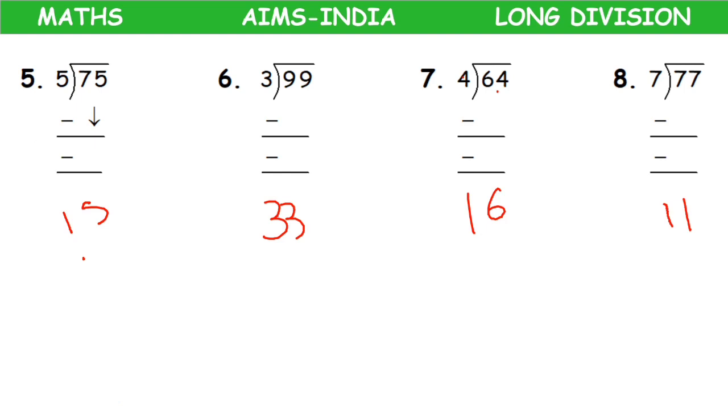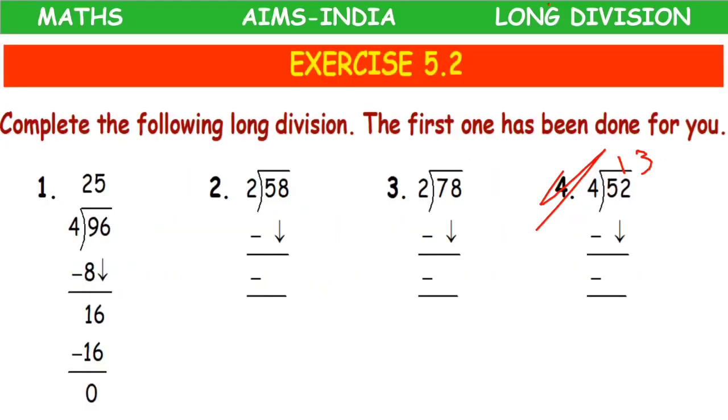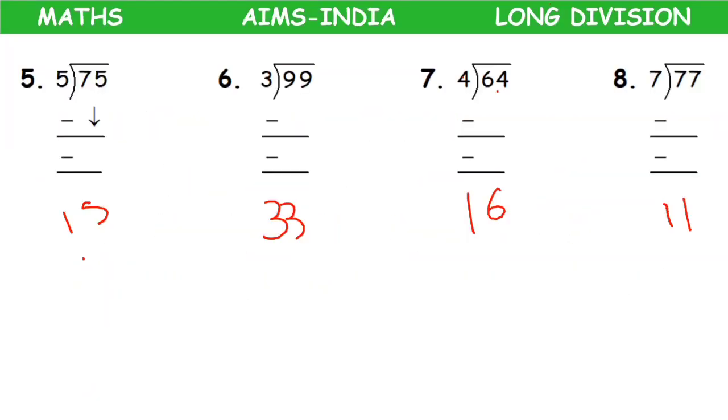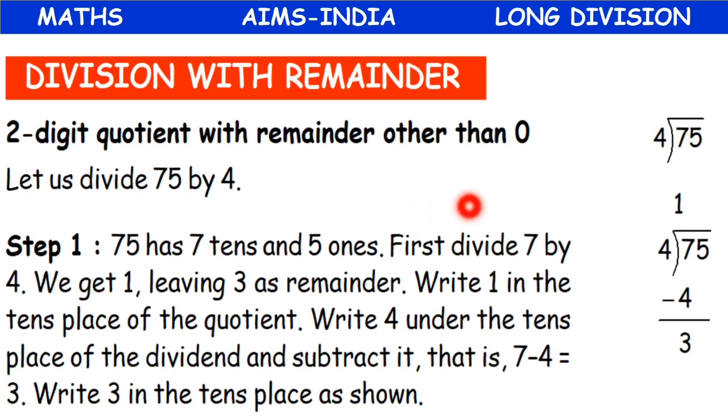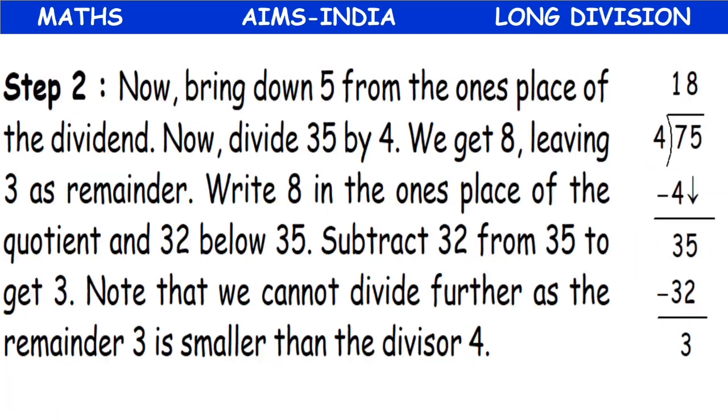Whatever divisions we did till now, they all had 0 as their remainders. But now let us look at a division where the remainder is a number other than 0. Let us divide 75 by 4. What question is given for us? 75 divided by 4.